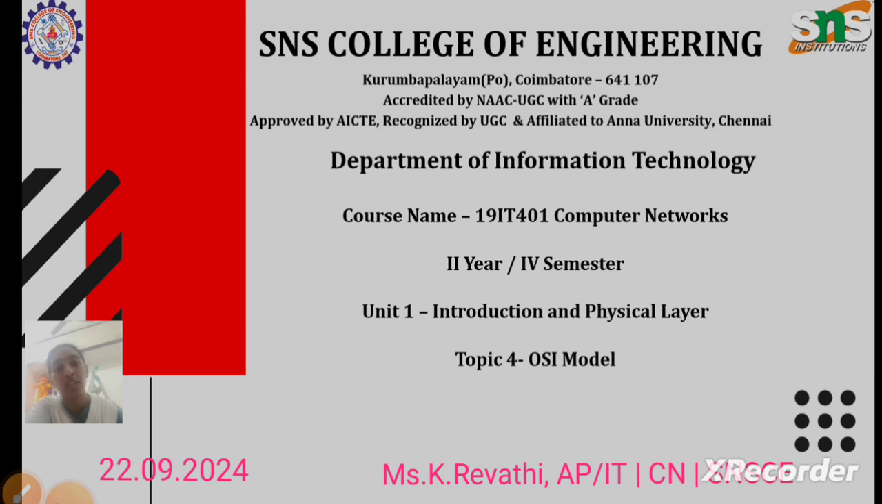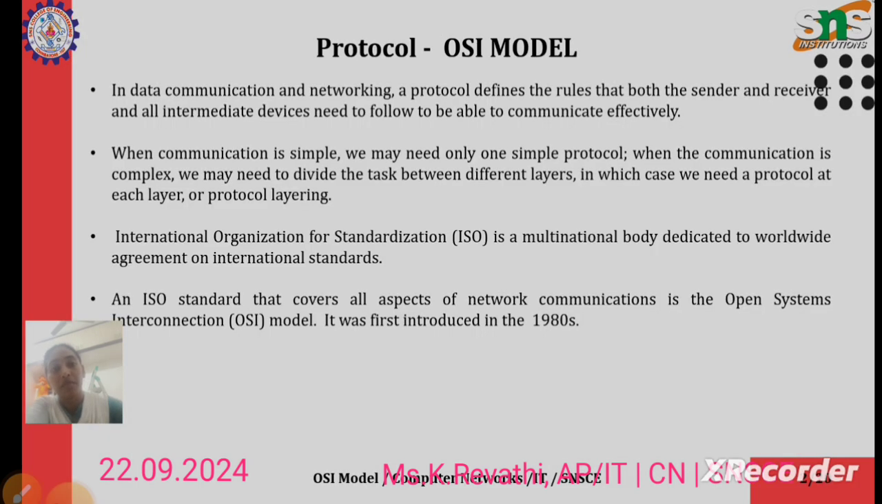In my previous session, we have seen what is meant by the OSI layer and what layers are available in computer networks, and also we have seen four layers: the physical layer, data link layer, network layer, and transport layer. In today's lecture, we are going to see the remaining three upper layers. The upper layers are the session layer, presentation layer, and the application layer. Let's move on to the topic.